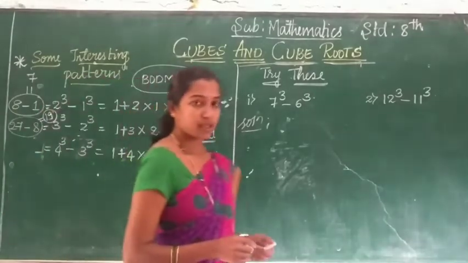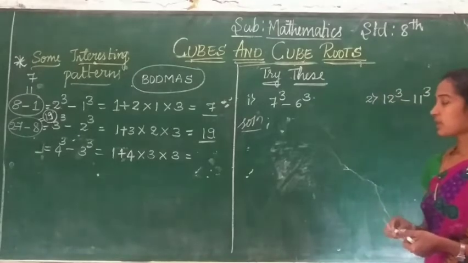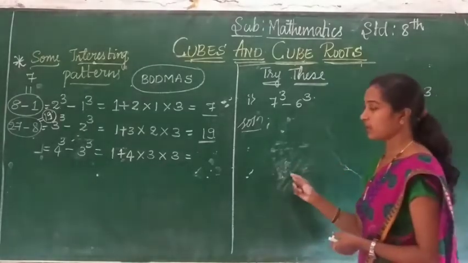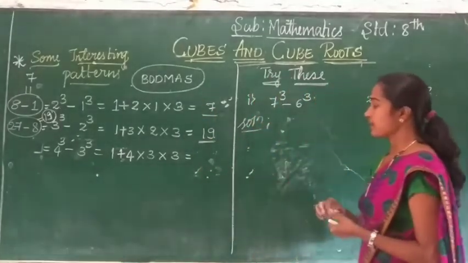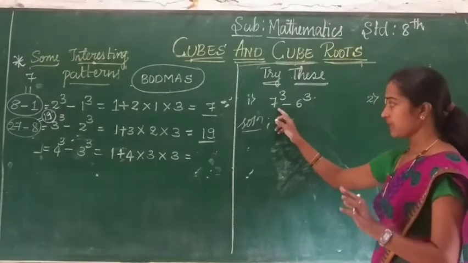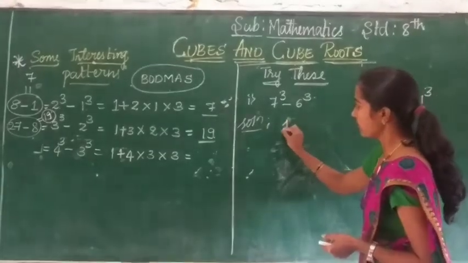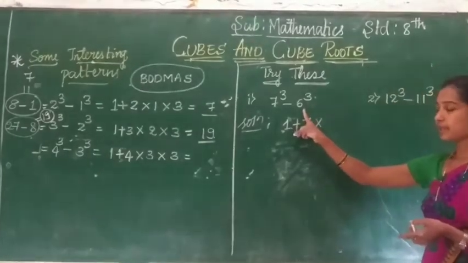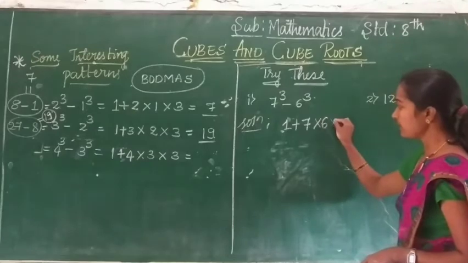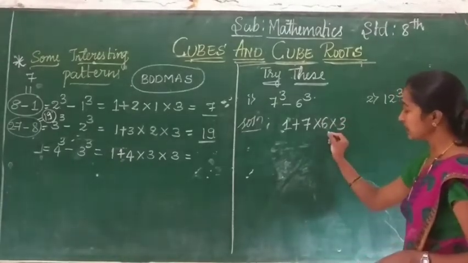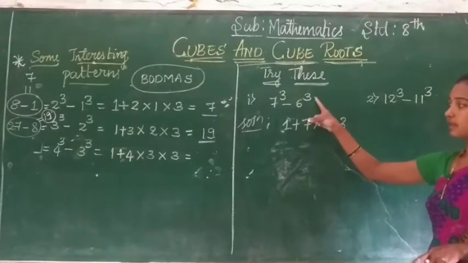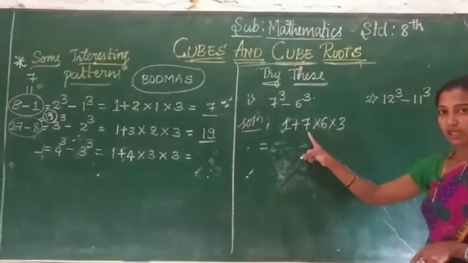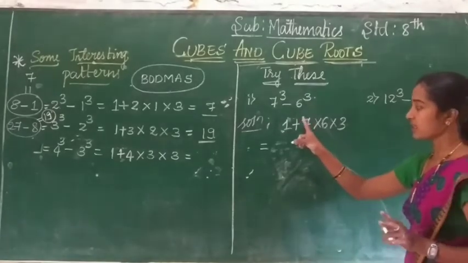Now come here, textbook questions. This first question is 7 cube minus 6 cube, given under the heading try this. Now let us do this problem by using this pattern. I already told you the number in this place must be added with 1. 1 plus 7. Next, the number is multiplied with the number in this place, write that number here. That number is multiplied with 3, because this is a cube. Now let us do. 6 threes are 18. 18 sevens are how much? 126. 126 plus 1 becomes 127.